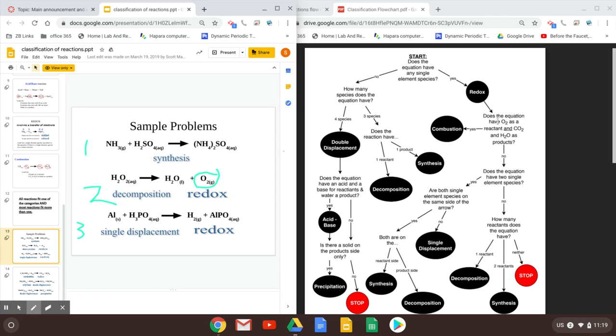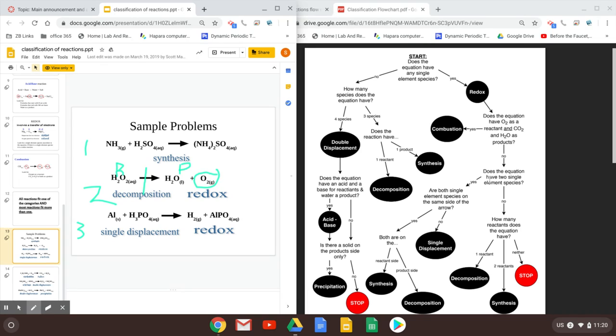Does the equation have O2 as a reactant and CO2 and H2O as products? You got to remember that the arrow splits the problem, and your reactants are over here, and your products are over here. Okay. So O2 is not a reactant here. It's a product. So the answer to that would be no.